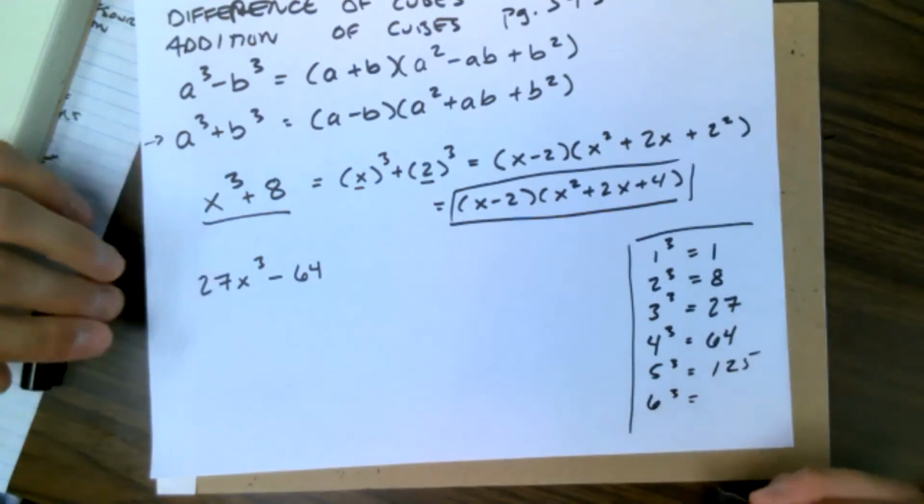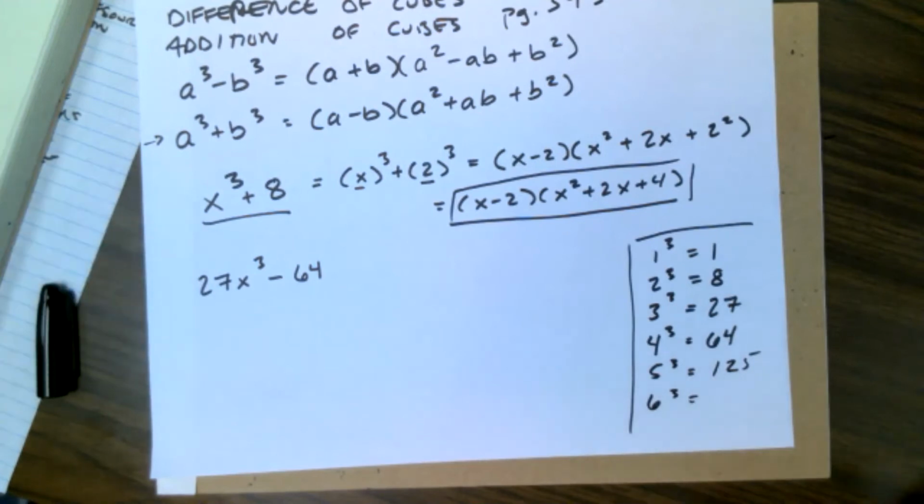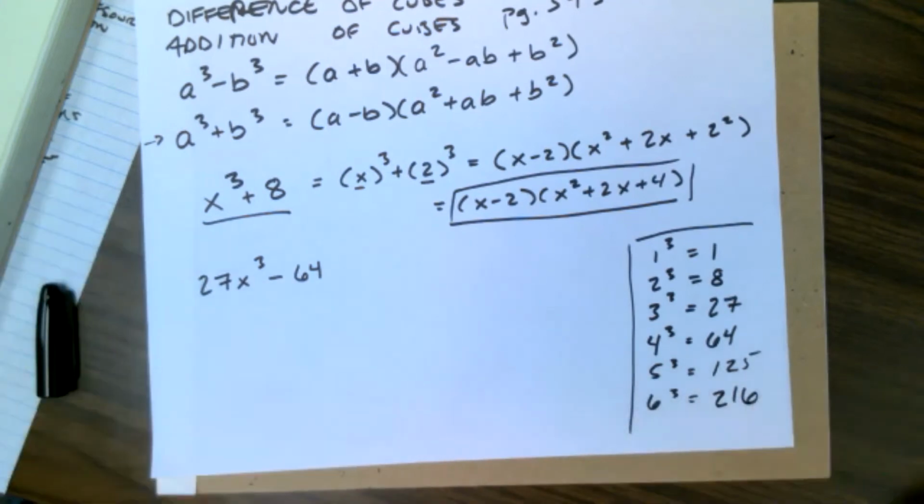6 cubed, I don't even know. I'd have to use a calculator. Hold on. Do you guys have a calculator handy right there next to you? If you want to put it in the chat for me, I'd appreciate it. I think it's 216. That's what I got on my calculator.